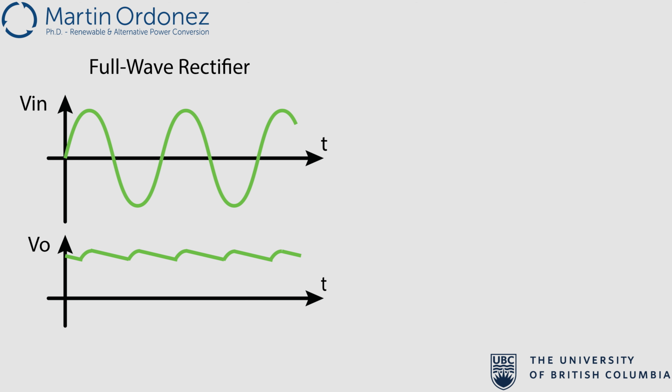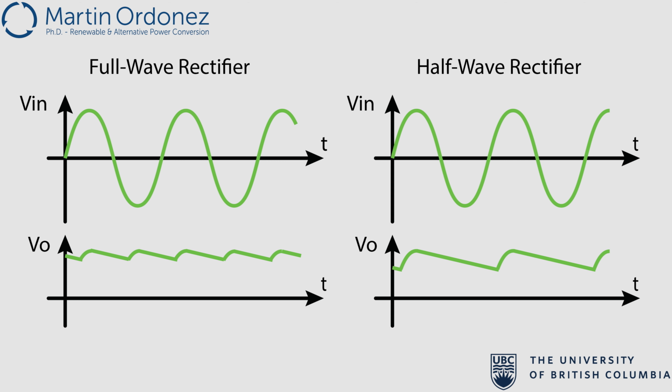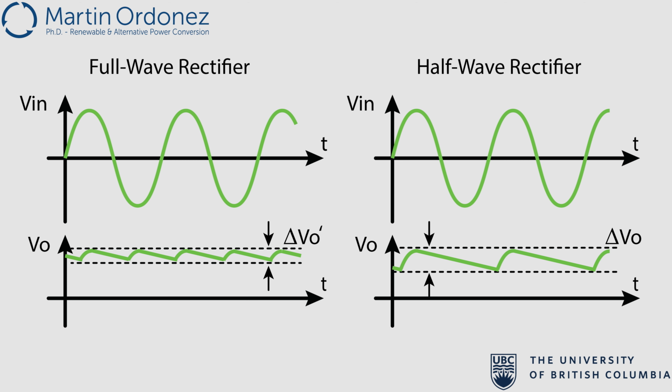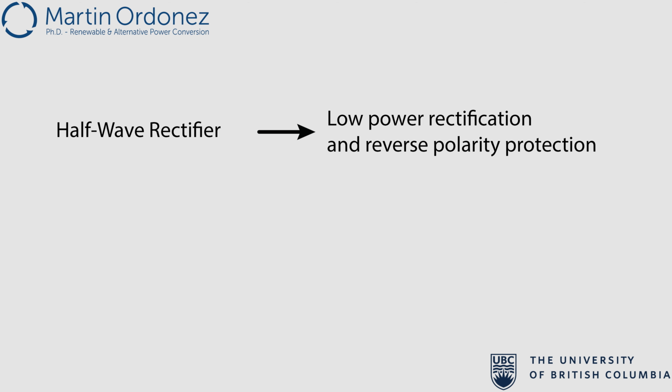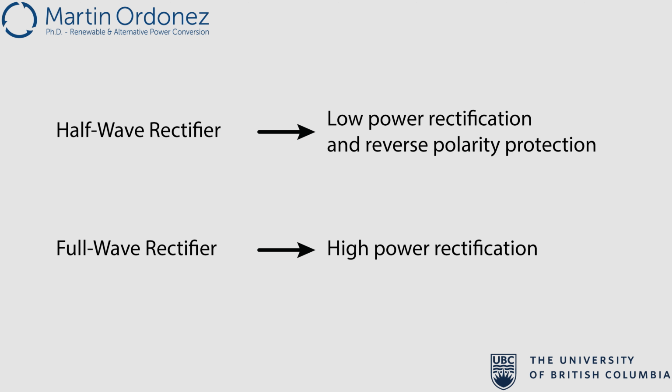Now let's compare the output voltage waveforms of the full-wave rectifier with the waveforms of the half-wave rectifier. As clearly can be seen, the output voltage frequency of the full-wave rectifier is double the frequency of the half-wave rectifier. This results in a lower voltage ripple for the full-wave rectifier compared to the half-wave rectifier for the same size of capacitor and load. Generally, a half-wave rectifier is used for low-power rectification as well as reverse polarity protection. However, a full-wave rectifier is mostly used for high-power rectification.